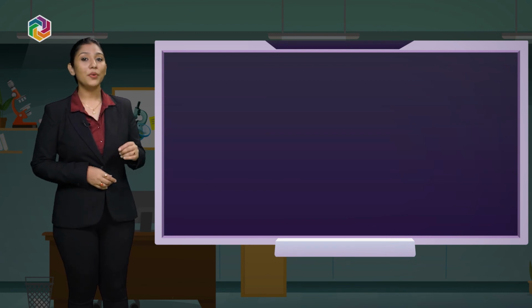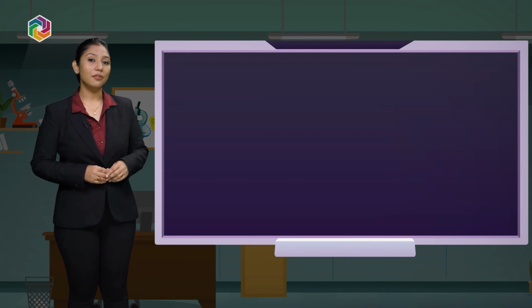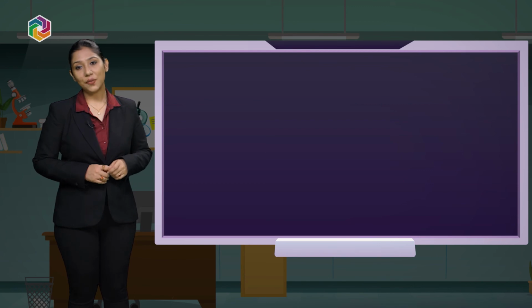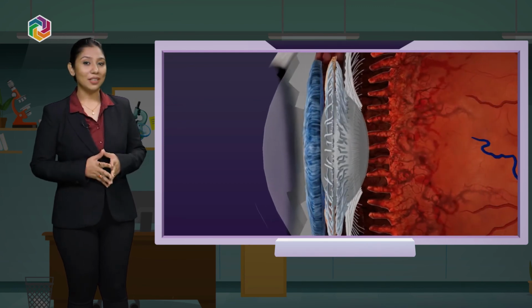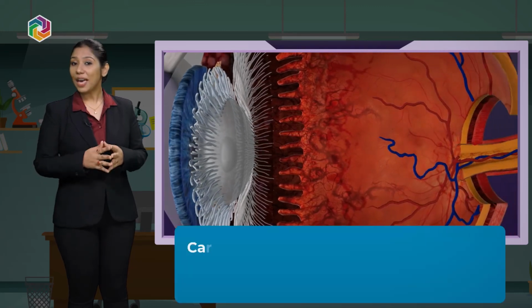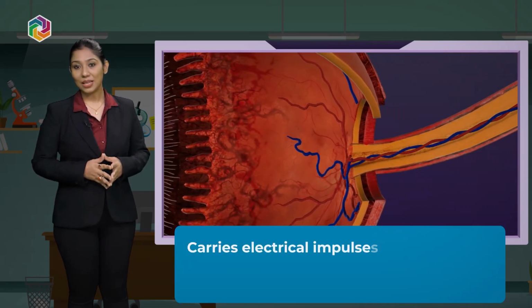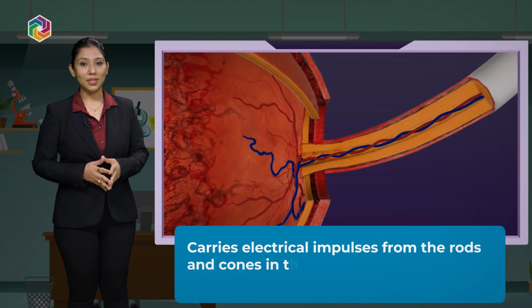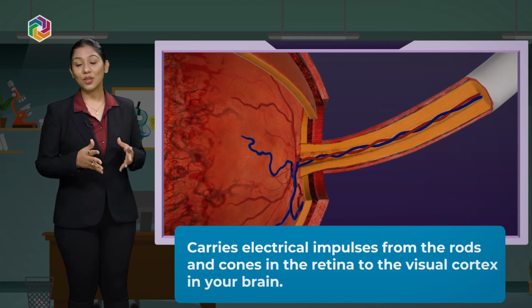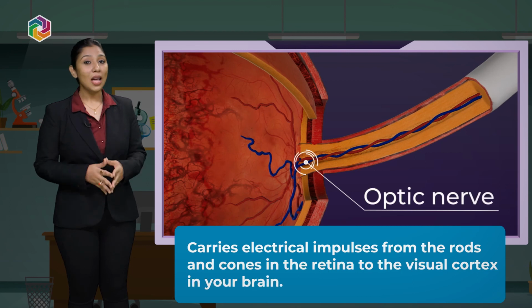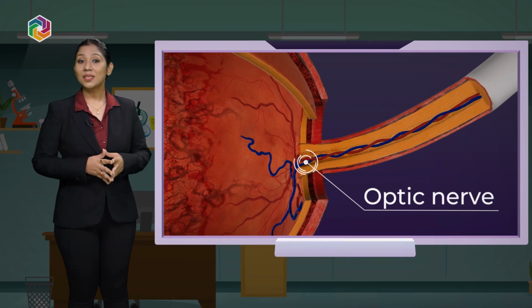Do you remember we have mentioned the optic nerve while discussing retina's function? Let's talk about that. What is optic nerve? The nerve that carries electrical impulses from the rods and cones in the retina to the visual cortex in your brain is called optic nerve. Without the optic nerve, the sense of sight will not be produced.